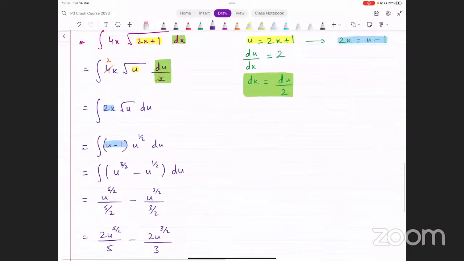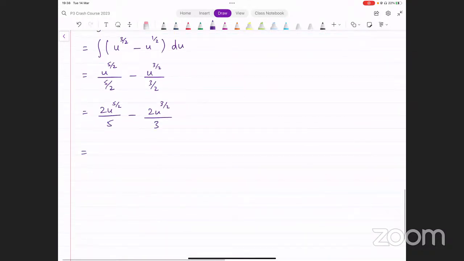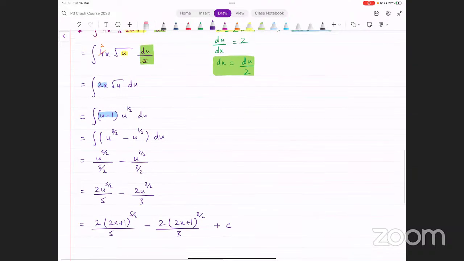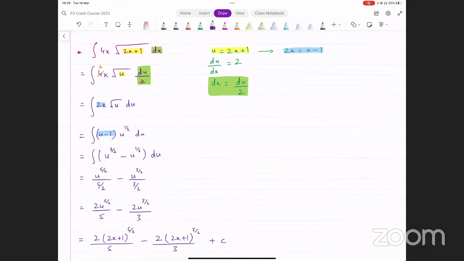So put that substitution back. u was equal to 2x plus 1. You replace u with 2x plus 1, and that gives you the final integral. 2 into 2x plus 1 whole raised to power 5 over 2 divided by 5 minus 2 into 2x plus 1 whole raised to power 3 over 2 divided by 3 plus c. That is what the integral is. All right, so this is how we use this substitution. Make sense? So that's the idea of integration by substitution.